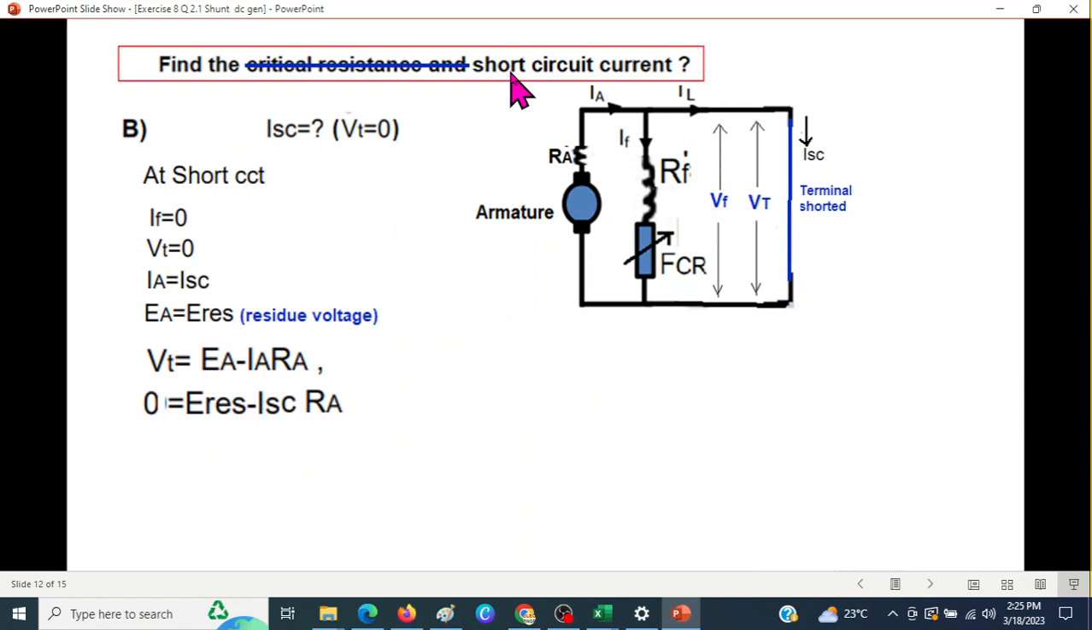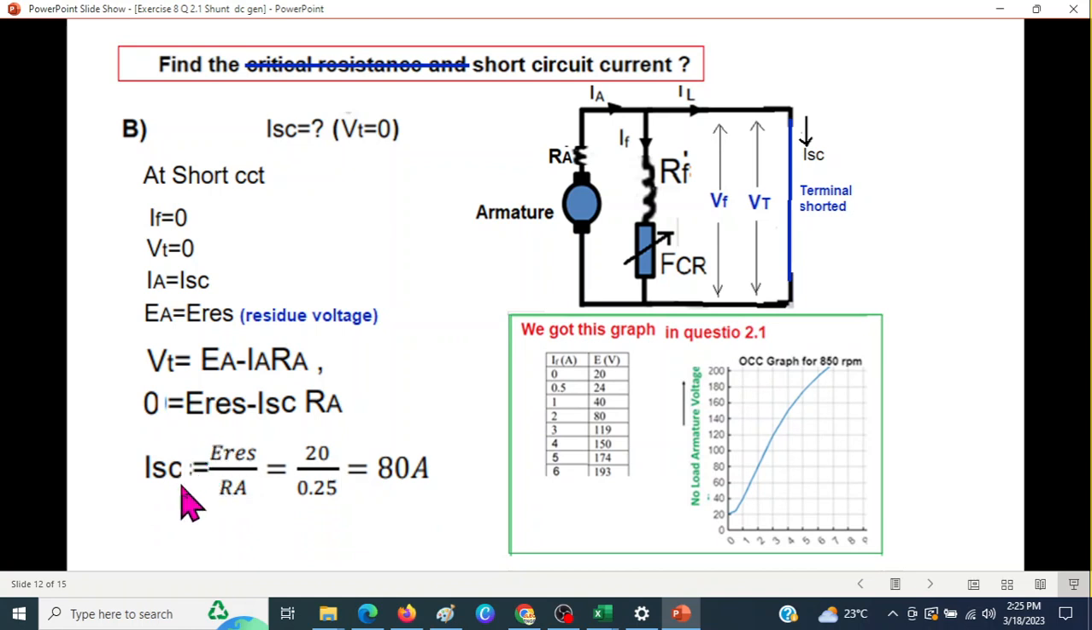Anyway, in this case, we need to find the short circuit current. So from here, using this formula, Vt is EA minus IA RA, and since Vt is 0, then it is E residue minus ISC RA, and so ISC will be E residue over RA.